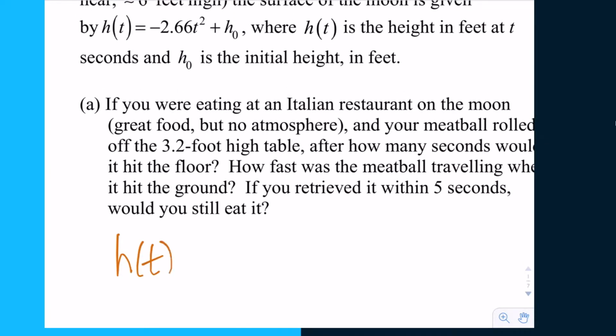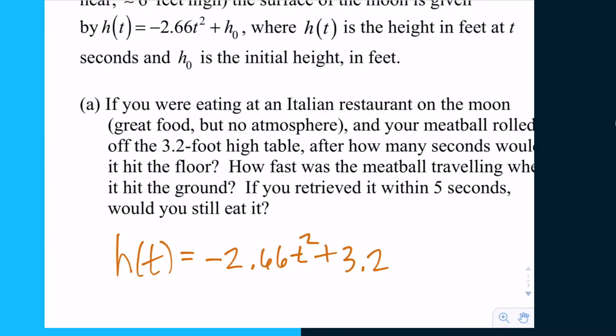Let's go ahead and create an equation. The height at any given time, the instantaneous position, would be negative 2.66 t squared plus h sub 0. What is h sub 0? It is a constant. It's representing the initial height of the meatball in feet. Very good. We can plug in 3.2 feet. Now you could also add v sub 0 times t. V sub 0 would be the initial velocity, but we're not throwing the meatball onto the ground. It just rolls off. It's round, it rolls, right?